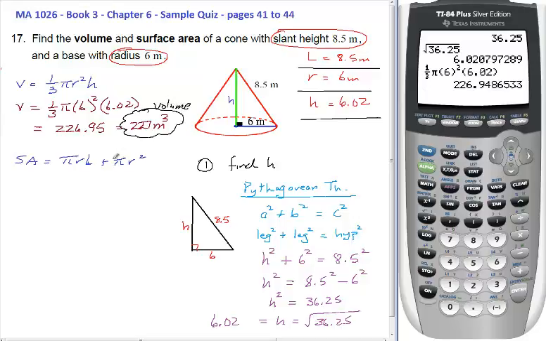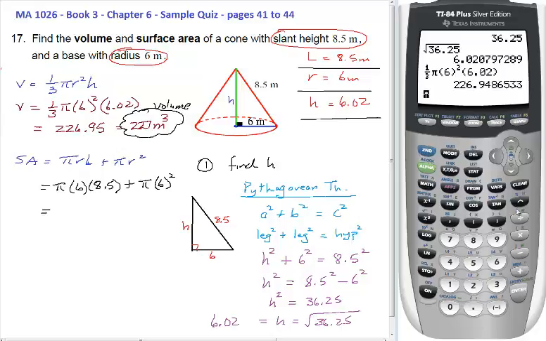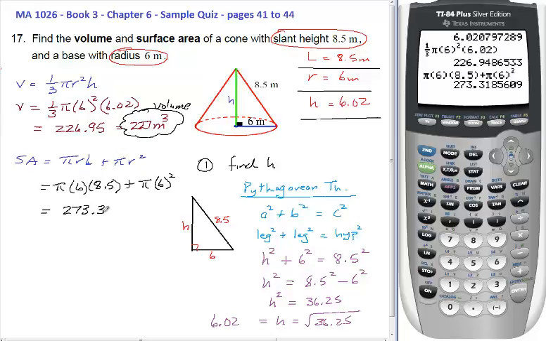Now, surface area. Surface area starts with pi times the radius times the lateral height, which is 8.5, the slant height, plus pi times the radius squared. Now we don't need the perpendicular height for surface area. Alright, let's plug that in our calculator. Second function pi times 6 times 8.5, add to that the area of the circle, second function pi times 6, the radius, close bracket, squared. Enter that, and we get a value of 273.32. And again, to the nearest meter, it'd be 273 square meters.